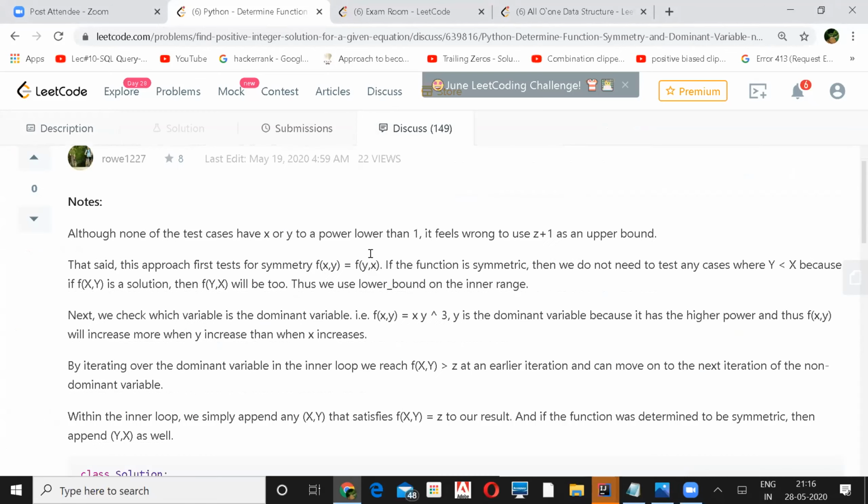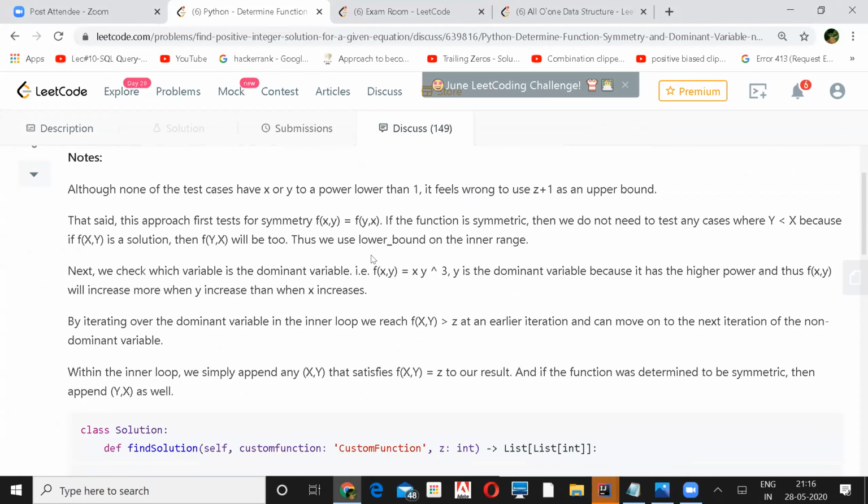Yeah, see what they have is visible, right? Yeah. So what they have said is, if it is a symmetric function, then whether it's increasing or decreasing, it doesn't matter, right? F of a comma b will be equal to f of b comma a. So if you increase y, then correspondingly x will increase. So if your function is symmetric, we don't need to test any of the cases.